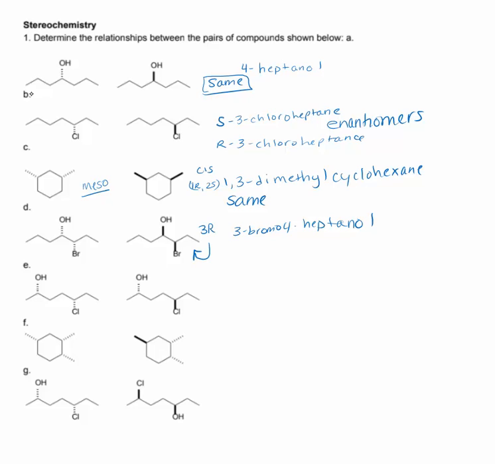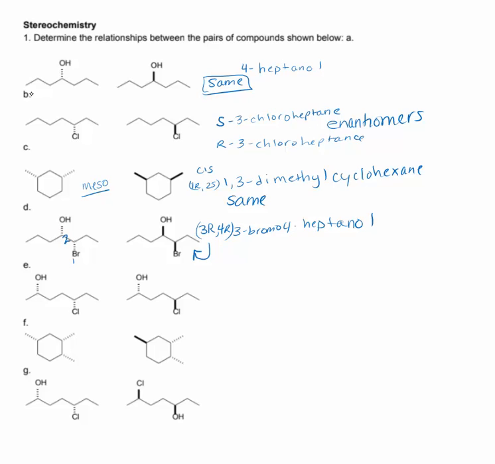And then carbon number 4, we have our alcohol group as number 1. The part of the molecule with the bromine is number 2, and then the propyl group is number 3. Hydrogen is receding. We are turning clockwise. So this is a 3R, 4R, 3-bromo-4-heptanol.